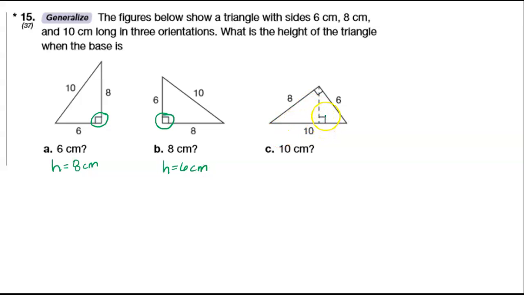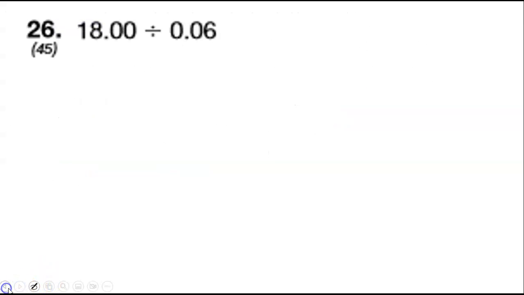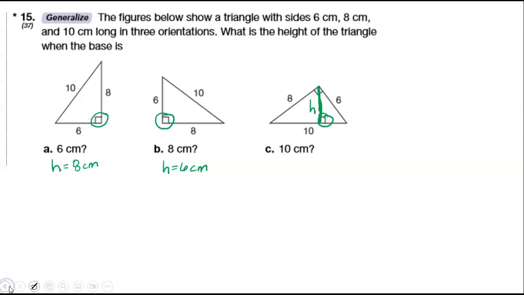And here, oh, I don't know what it's going to be. It's going to be this right here, whatever that is. I literally don't know. It's that. This is the height because it makes a 90-degree angle with the base. Yep. Oh gosh. What happened here?